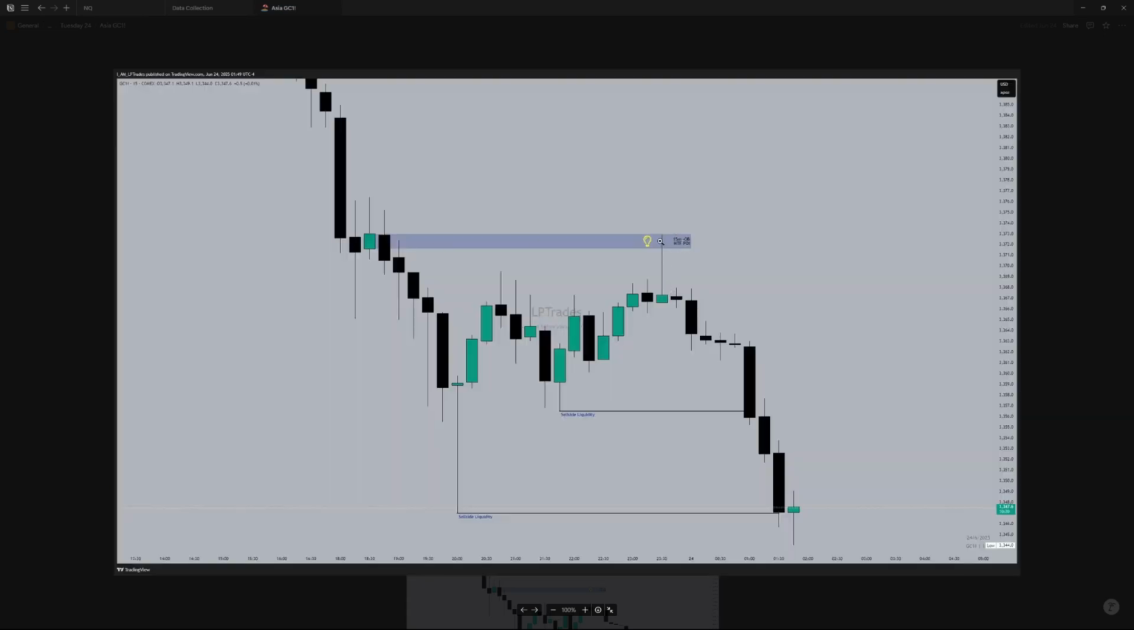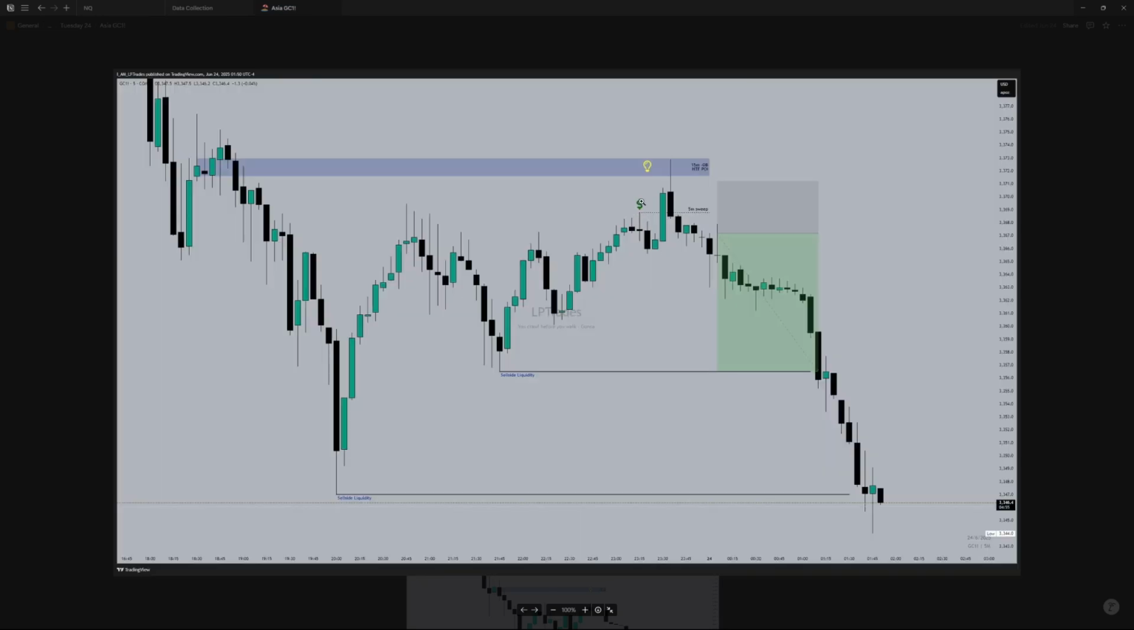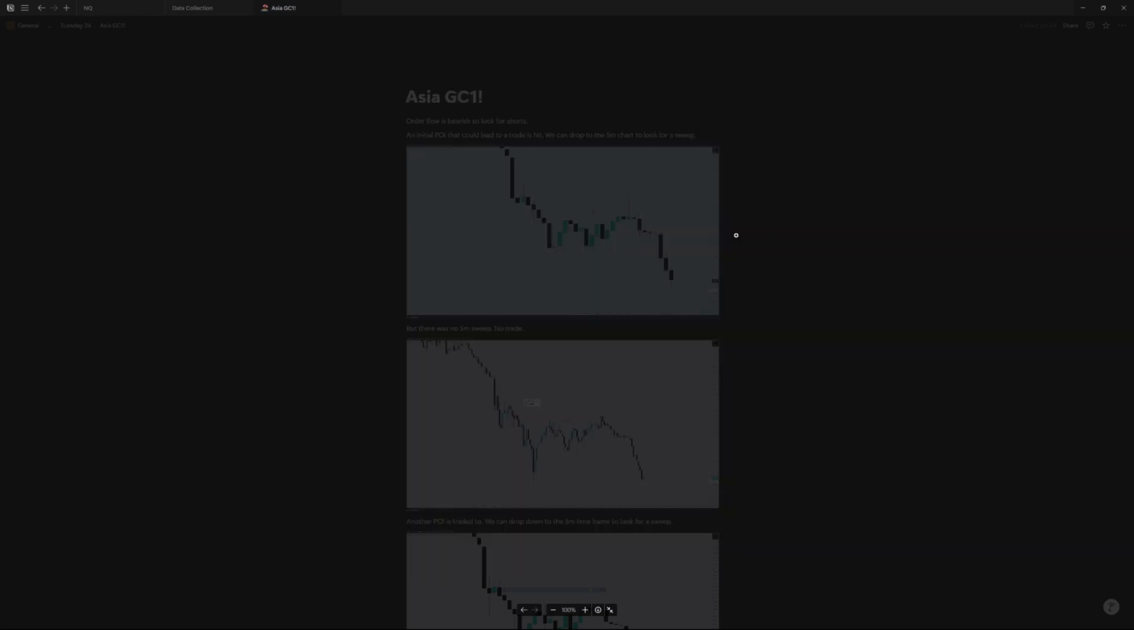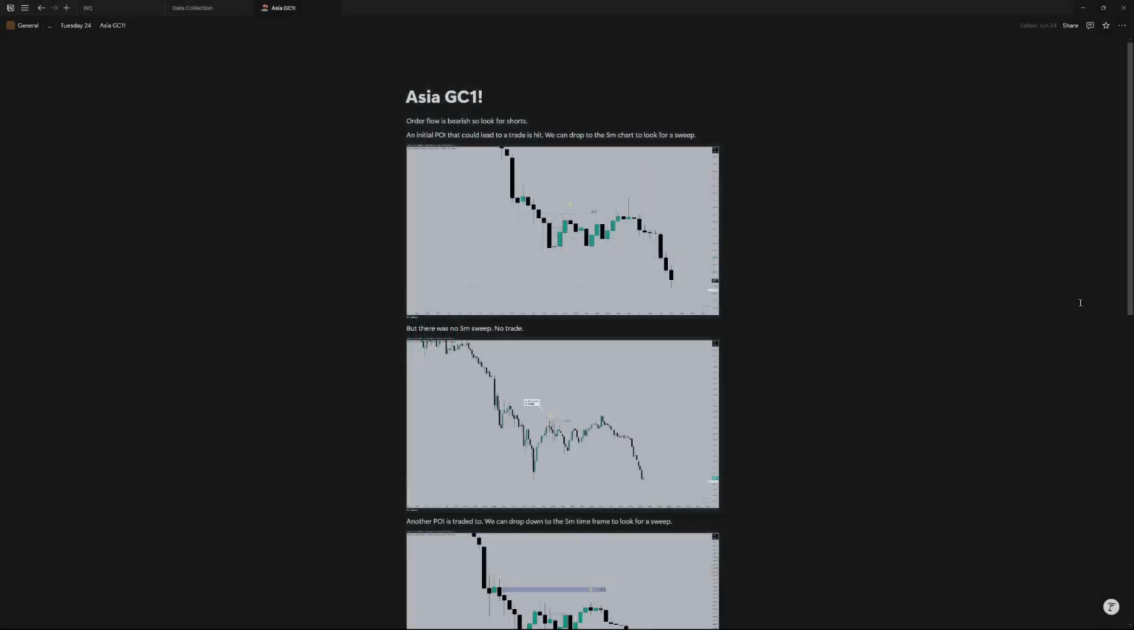There's another order block, higher time frame, point of interest. Okay, there was a 5-minute sweep, 1-minute chart, and 3 conditions I need were there. Price ran.